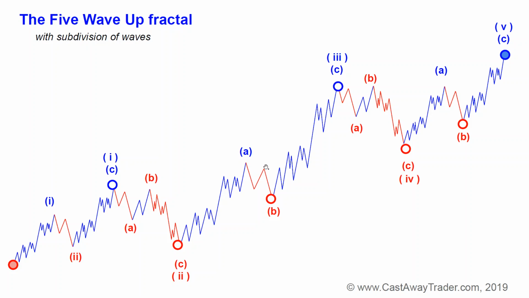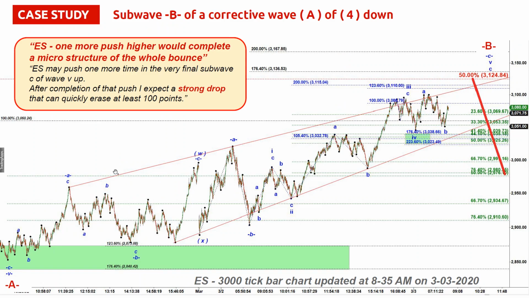So when we talk about an impulsive 5-wave up fractal, I want to remind you how it looks. It is subdivided into 5 waves, 1, 2, 3, 4, and 5. This is type A, and that should be B, of subwave A and subwave B of wave 1. Now I'm showing you the actual chart I posted for my subscribers on March 3rd, 2020 at 8:35 a.m., 1 hour before the market was open. And look what I wrote.